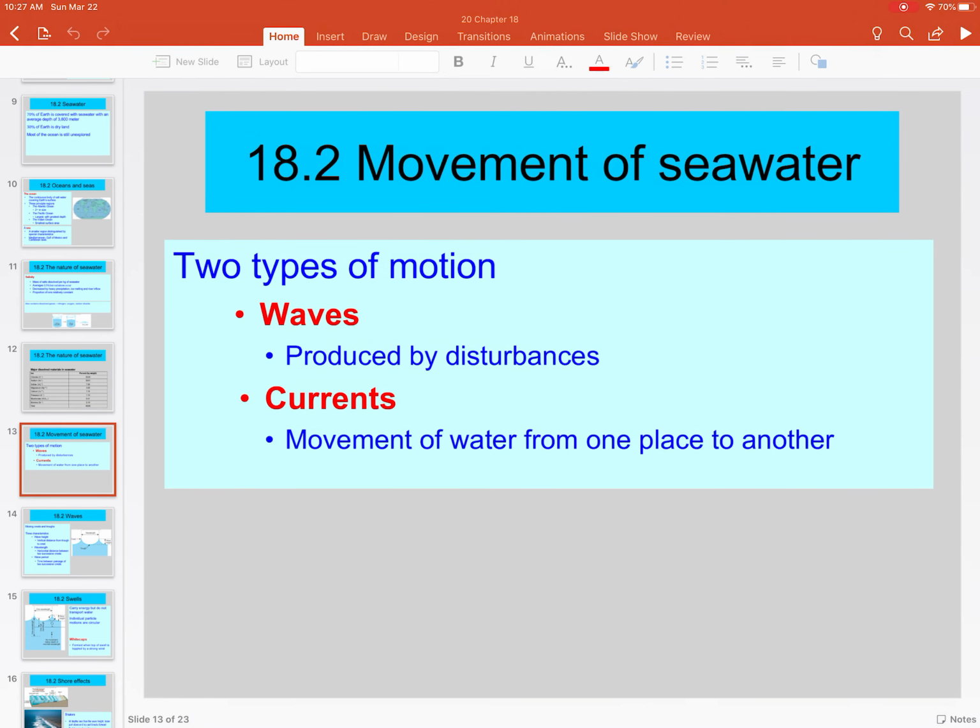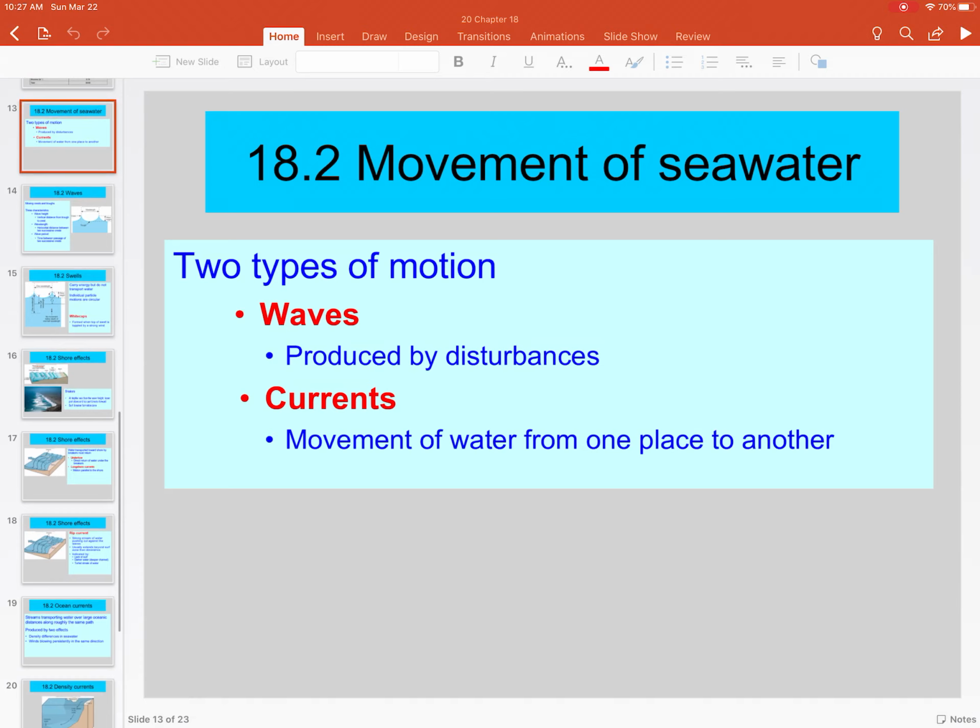Now, movement of seawater, there's two main motions that we see, waves and currents. Now, waves are going to be produced by disturbances, just like sound waves that we talked about before. We talked about wave motion produced by a periodic motion produced by a disturbance. Currents are going to be movements of water from one place to another. So this is what's going to transport material, our currents, whereas waves do not transport material.